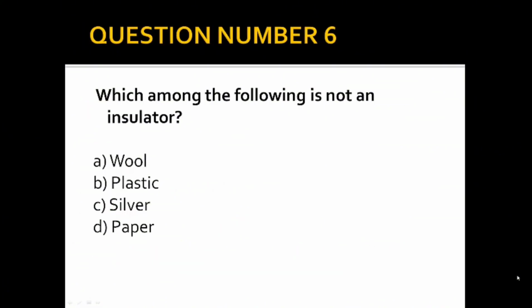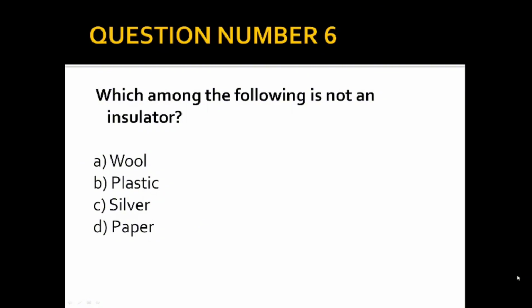Question number 6. Which among the following is not an insulator? What is this question trying to ask you? It's simply asking you to pick out from these options which of these conducts electricity. Because when something is not an insulator, that means that thing is conducting electricity. And the options we have here, we have wool, we have plastic, we have silver, we have paper.